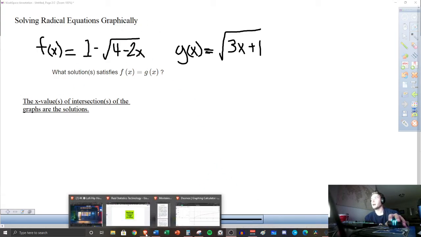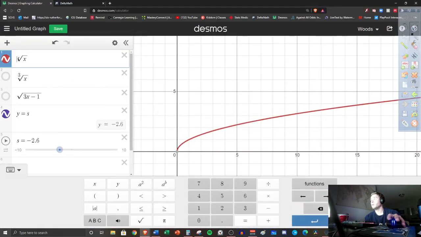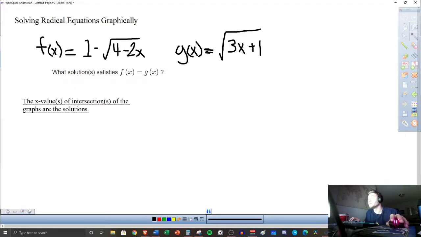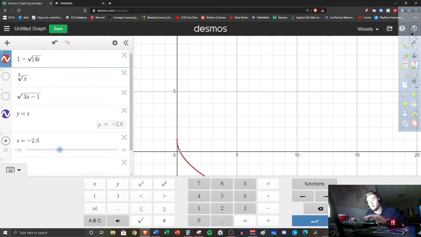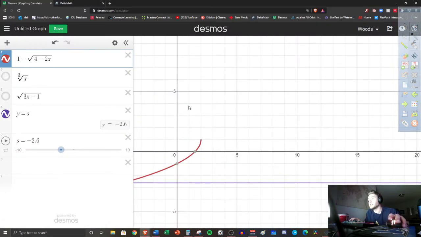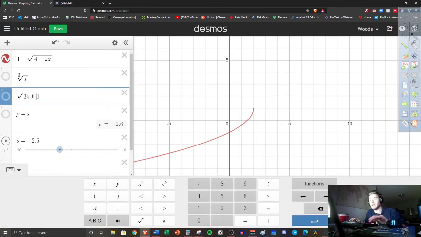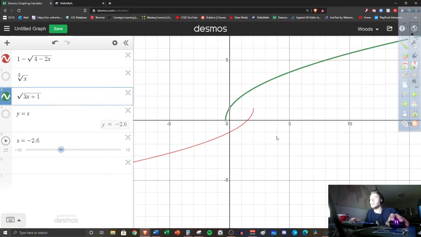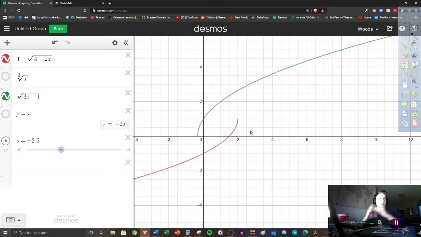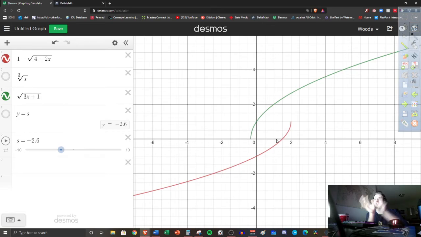So let's go ahead and graph this. We want 1 minus 4 minus 2x. So there's our first one, that red one. And then let's go ahead and we'll graph on this row here. We have 3x plus 1 actually is the formula. Okay, look at that. So these graphs never touch. They actually look pretty cool, right? Sort of an opposite swirling pattern here, but they're never going to touch.